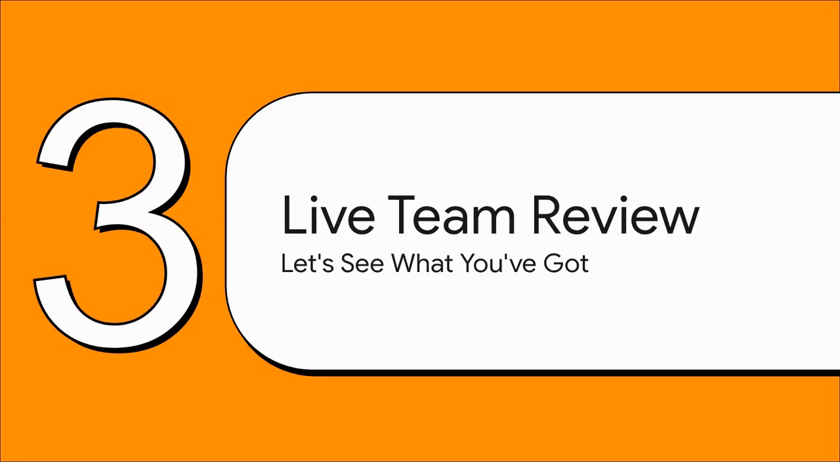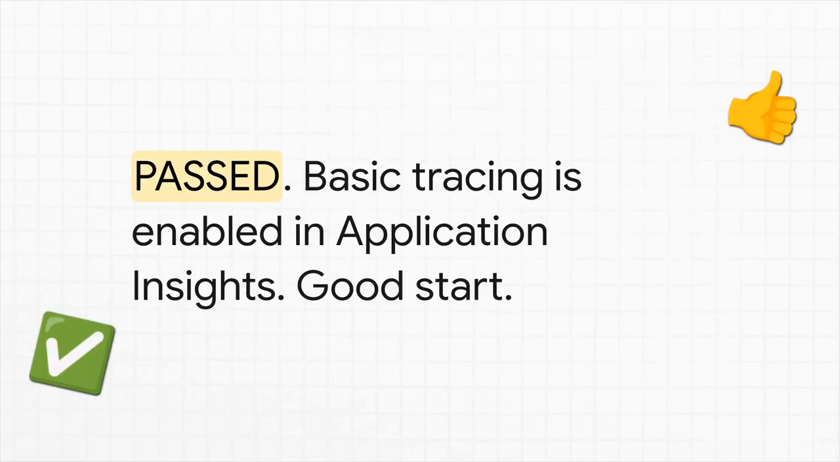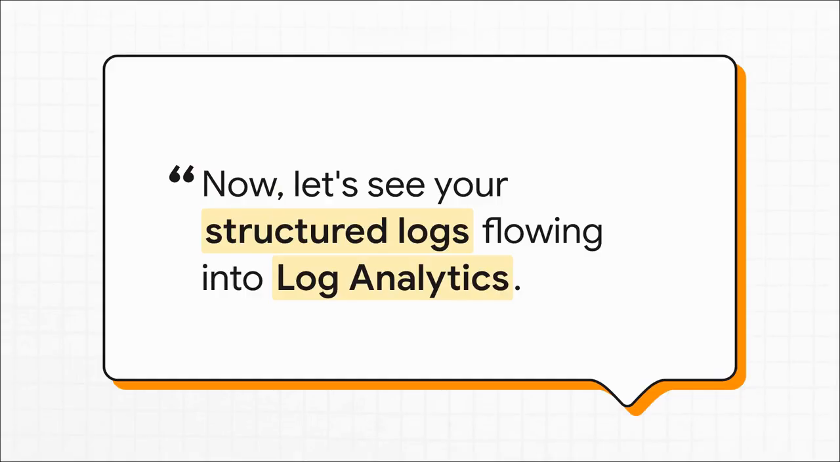All right, team, let's kick off the review. Let's see what you've got. We're going to go through this checklist one by one. First up, the absolute baseline. The bare minimum, show me that you've got Application Insights enabled with basic tracing for your service. I need to know you can follow a single request as it makes its way through your entire system. Okay, yep, I see it. Basic tracing is on. That's a good start. First box, checked.